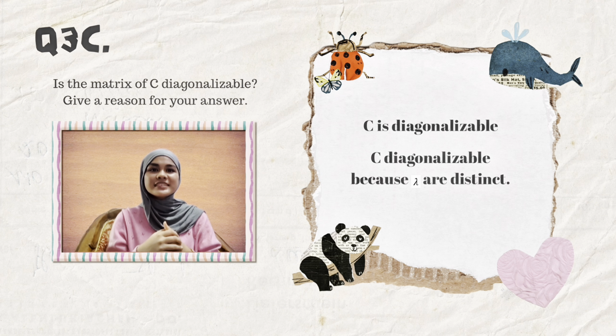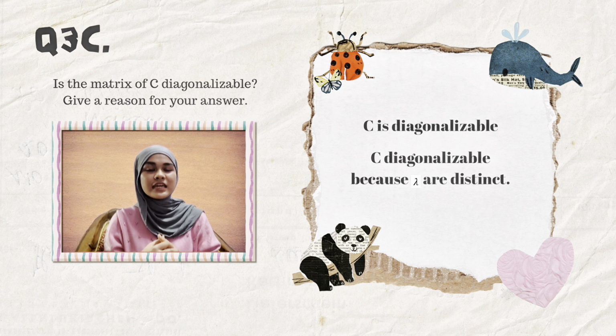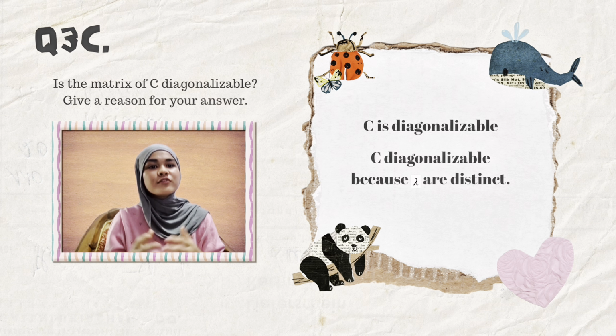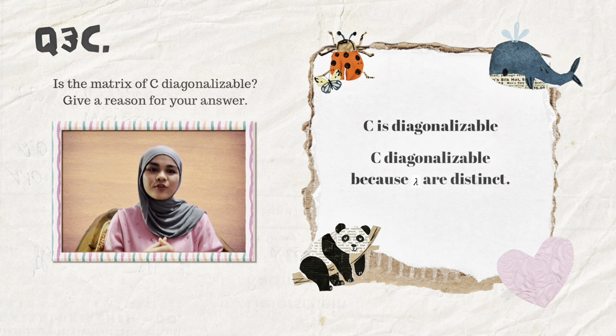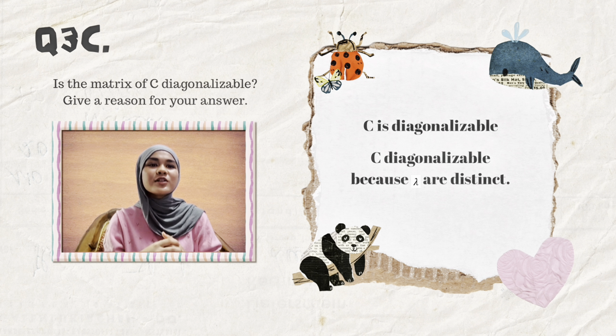Finally, for question 3c, we are asked whether matrix C is diagonalizable and we need to give a reason. Since the eigenvalues are 1, 2 and 3, all of them are distinct. A matrix with distinct eigenvalues is diagonalizable. Therefore, we conclude that matrix C is diagonalizable because all of its eigenvalues are distinct.